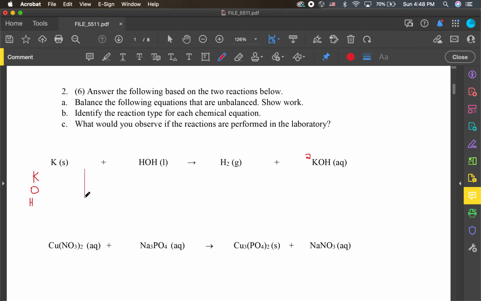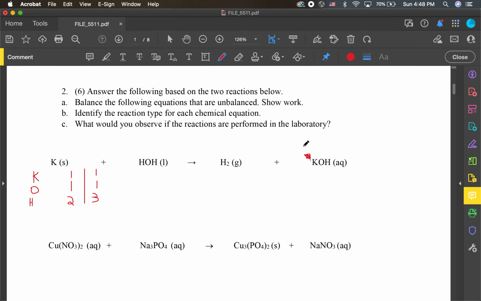Draw our little line here. So let's start without this 2. Let's just start from scratch. Okay, we have 1 K on the left, we have 1 O on the left, and we have 2 H's on the left. On the right, we have 1 K, 1 O, we have 3 H's. So that's going to be our pain in the butt.